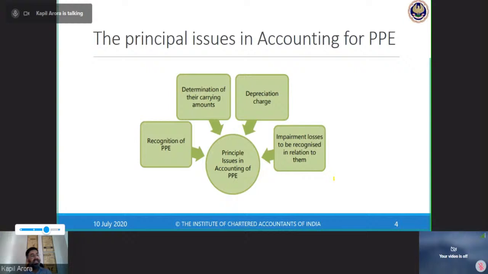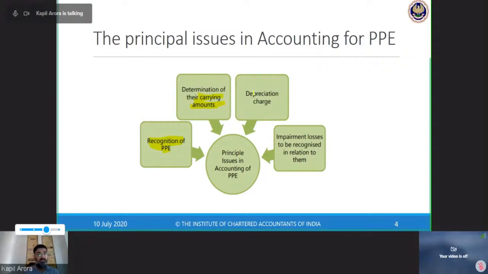So what we are going to look at in property, plant and equipment: when to recognize the property, plant and equipment in the books, and what the criteria are to recognize it. If recognized, what would be the carrying amount? That means whether it will be cost, and if cost, how much cost we have paid.